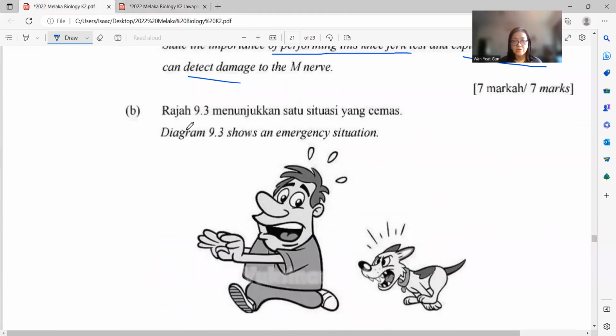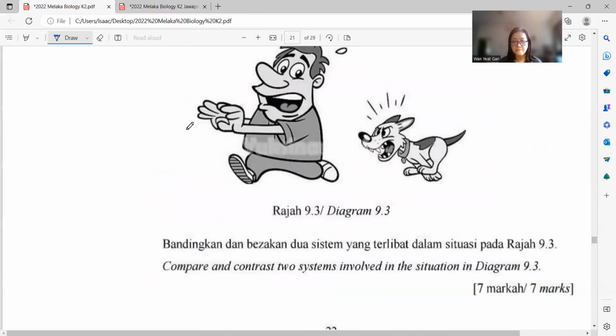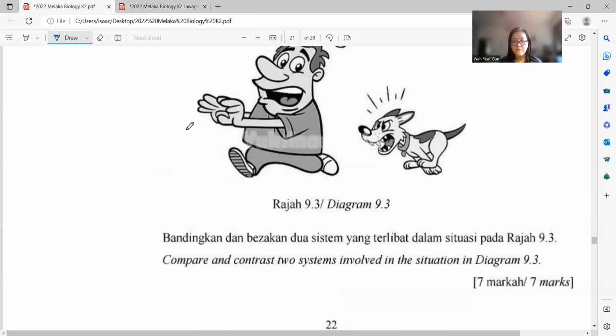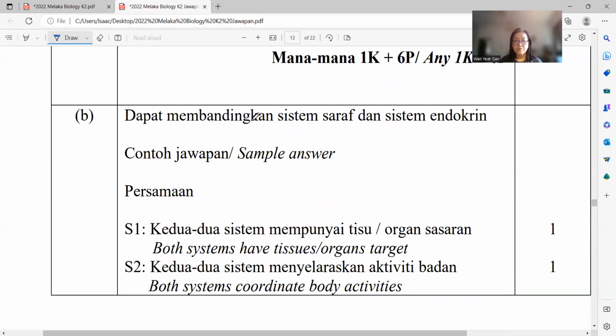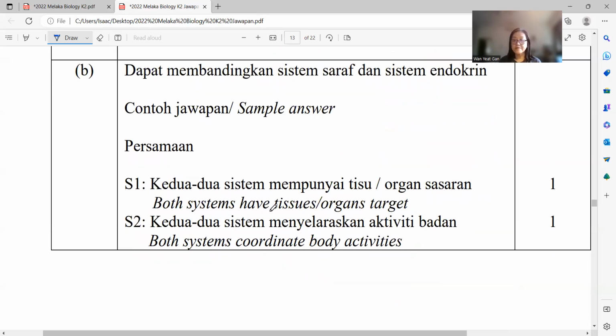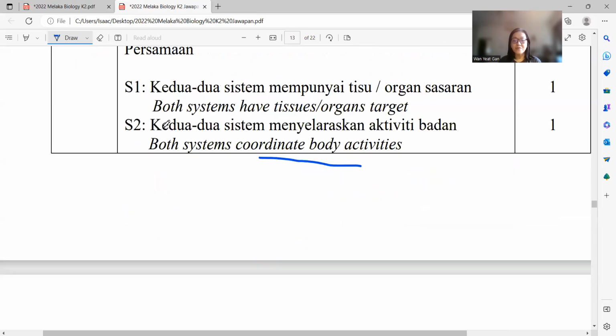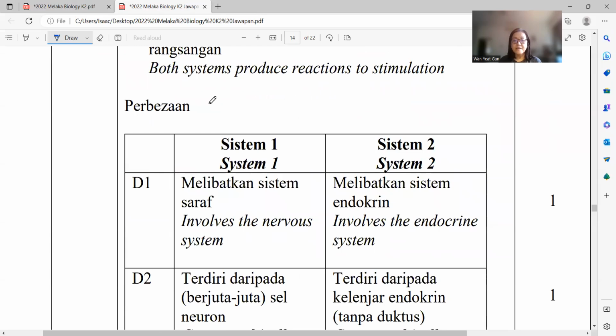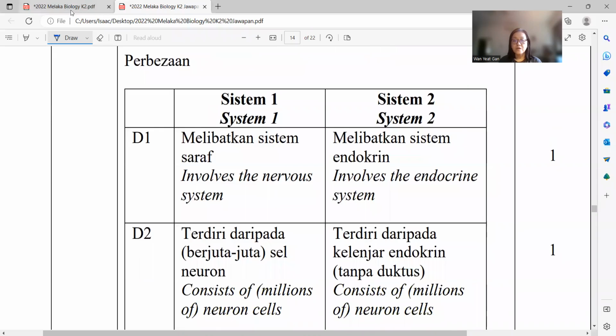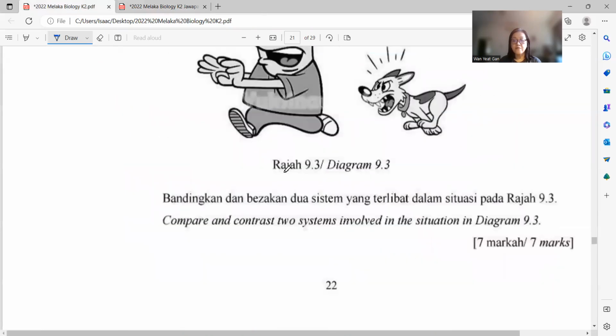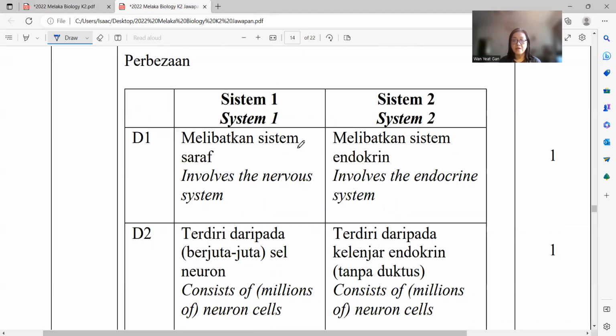Next, diagram 9.3 shows an emergency situation. Compare and contrast the two systems involved in the situation in 9.3. Here, both systems are the nervous system and the endocrine system. Both systems have tissue and organ targets, and both systems can coordinate body activities. Both systems also produce responses to stimulation.